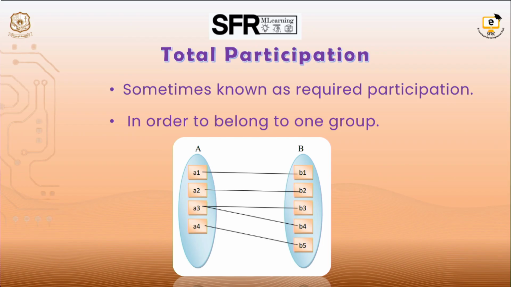In the below diagram, the participation of an entity E in a relationship set R is said to be total if every entity in E participates in at least one relationship in R. The participation of entity set A in the relationship set is total because every entity participates, and the participation of entity set B in the relationship set is also total because every entity of B also participates in the relationship set.